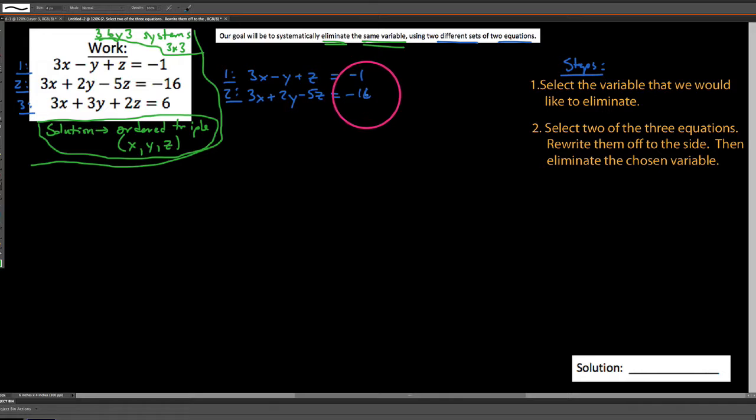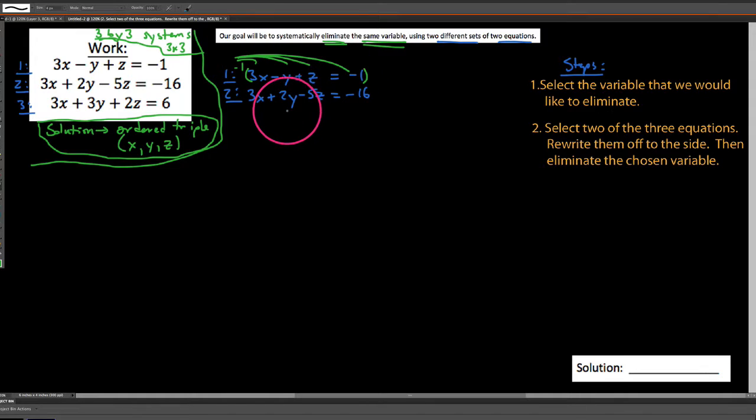Now, one thing I want to say about this is you should always rewrite them first, like we've done here, and then we're going to go through and manipulate them. So what I'm going to do is, it says, then eliminate the chosen variable. I wanted to eliminate my x's. Because I already have 3's on both of these, I need one of them to be negative. How about we take the top equation times a -1?